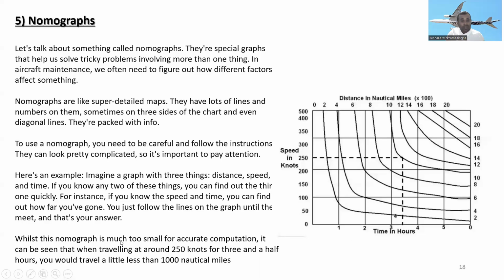While this nomograph is much too small for accurate computations, it can be seen that traveling at around 250 knots for 3.5 hours, you would travel a little less than 1000 nautical miles. That's why with a nomograph we cannot say the information exactly, but we can say a rounded, very near amount. But it's very useful. If you know two pieces of information, you can find the other.